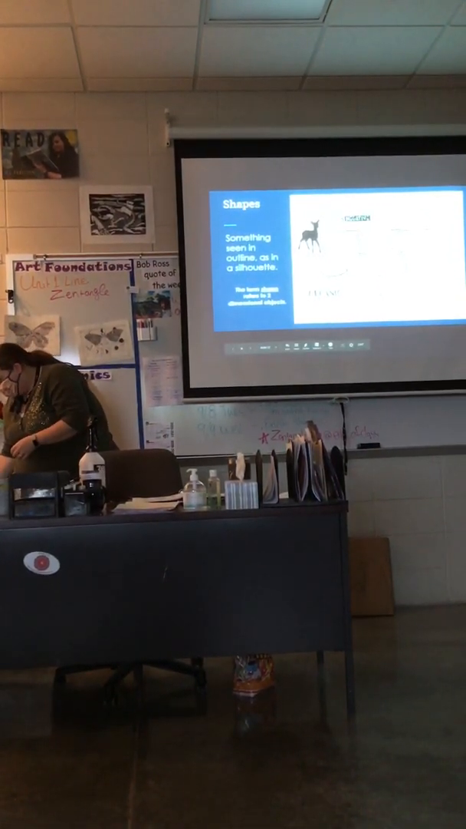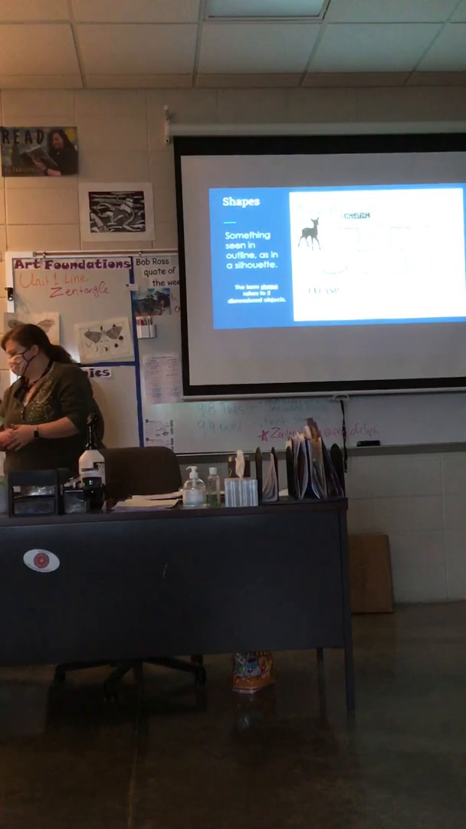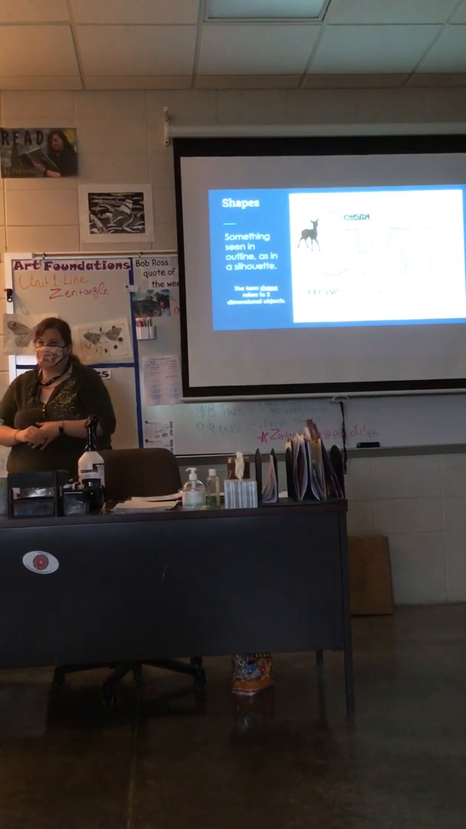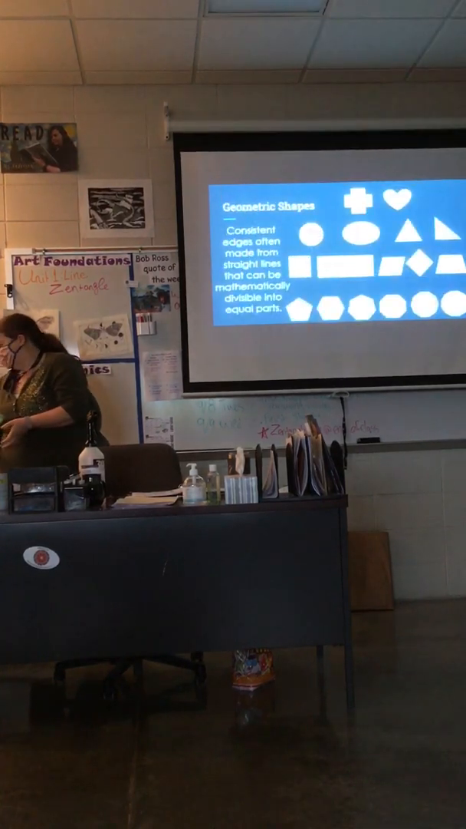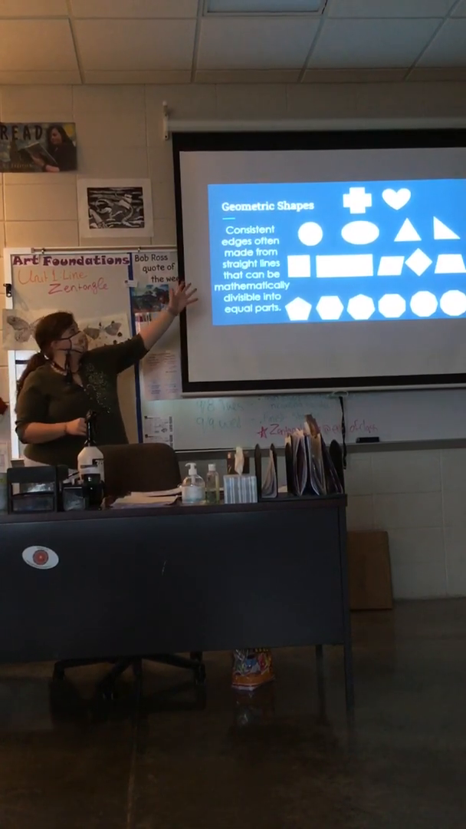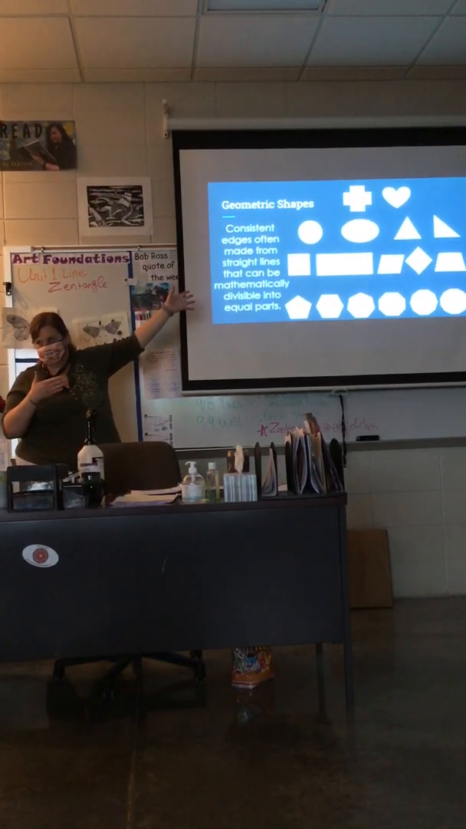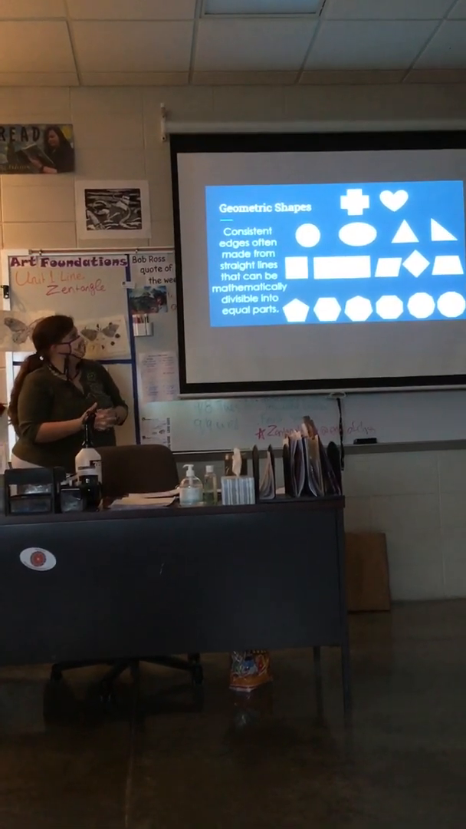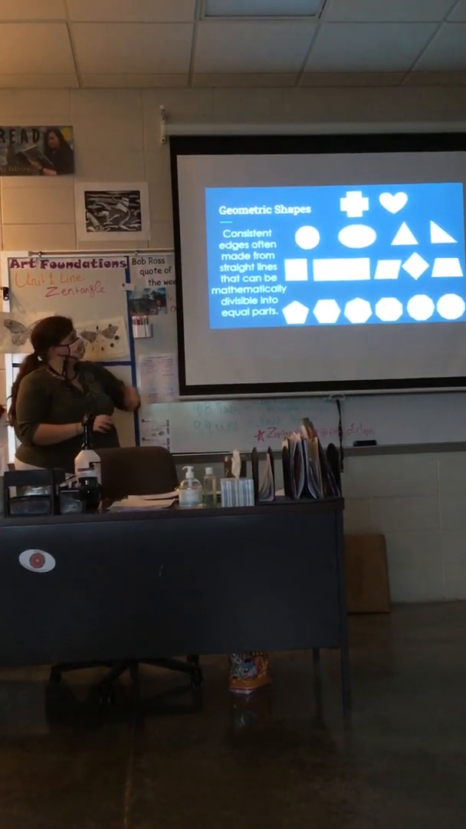So geometric shapes are precise, regular, and often mathematical, like squares, triangles, and circles. Okay, so mathematical in the sense that they can be divided up evenly into smaller parts. All right, so let's keep looking at that. So here's some examples that I gave you guys. The top two are technically geometric, but they're kind of irregular shapes. They fit that category, but they're a little different. So you're looking for consistent edges, often made from straight lines that can be mathematically divisible in equal parts. I just said that.